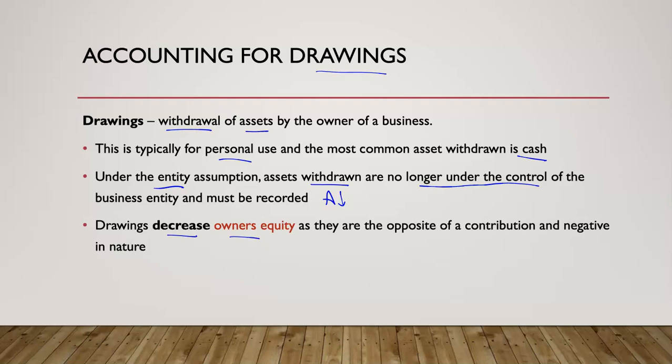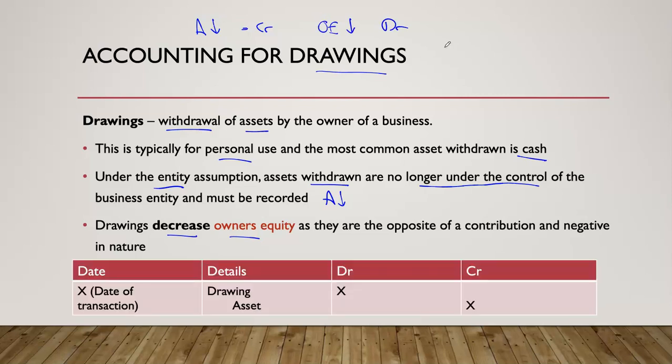So if we think this through before we go through a transaction, our assets are going to go down in this transaction, and this equals a credit, and our owner's equity is also going to go down, and this is going to be our debit. Just like here, we are going to record our details as drawings and assets. These are going to be our general ledger details. We're not going to say asset, but the actual asset. But as we recognize, drawings going down is a debit, assets going down are a credit.